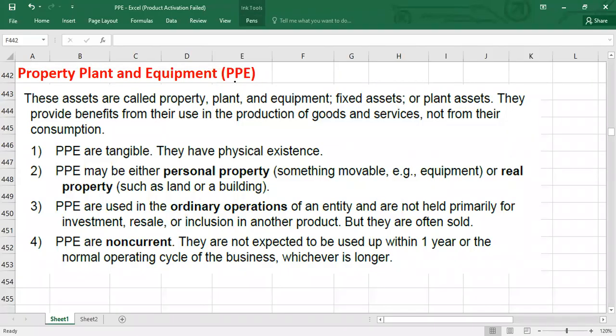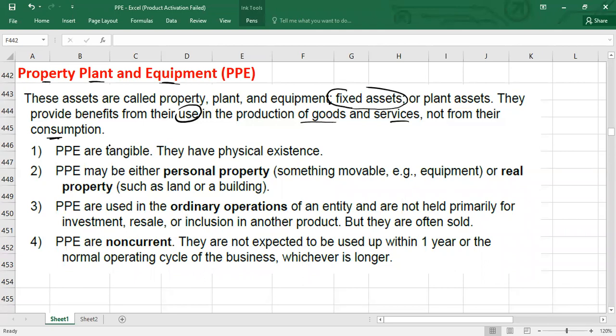Today we are going to talk about property, plant and equipment. Actually, property, plant and equipment are our fixed assets. Fixed asset means to say they provide us the benefit from their use in the production of goods or services, not from their consumption. So we have 4 points relevant to property, plant and equipment.